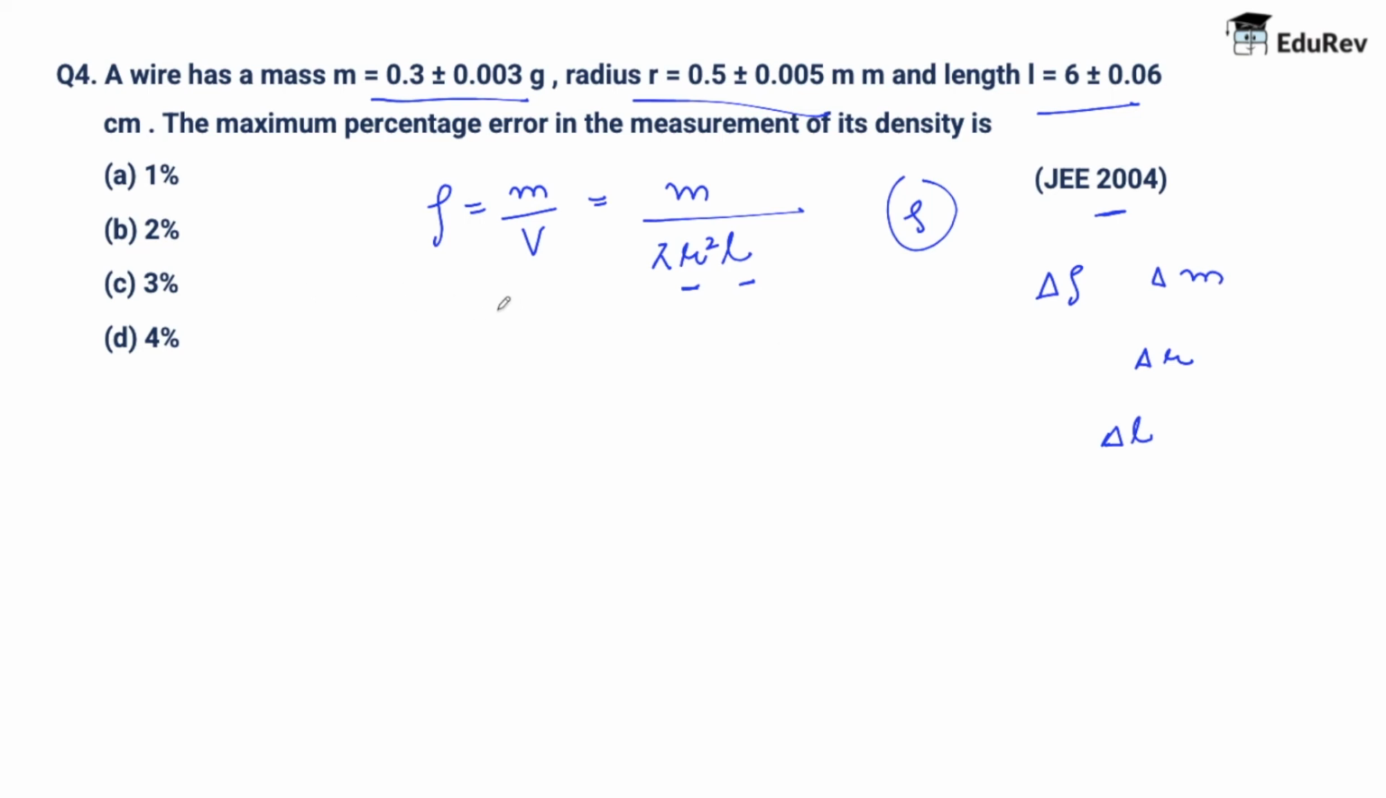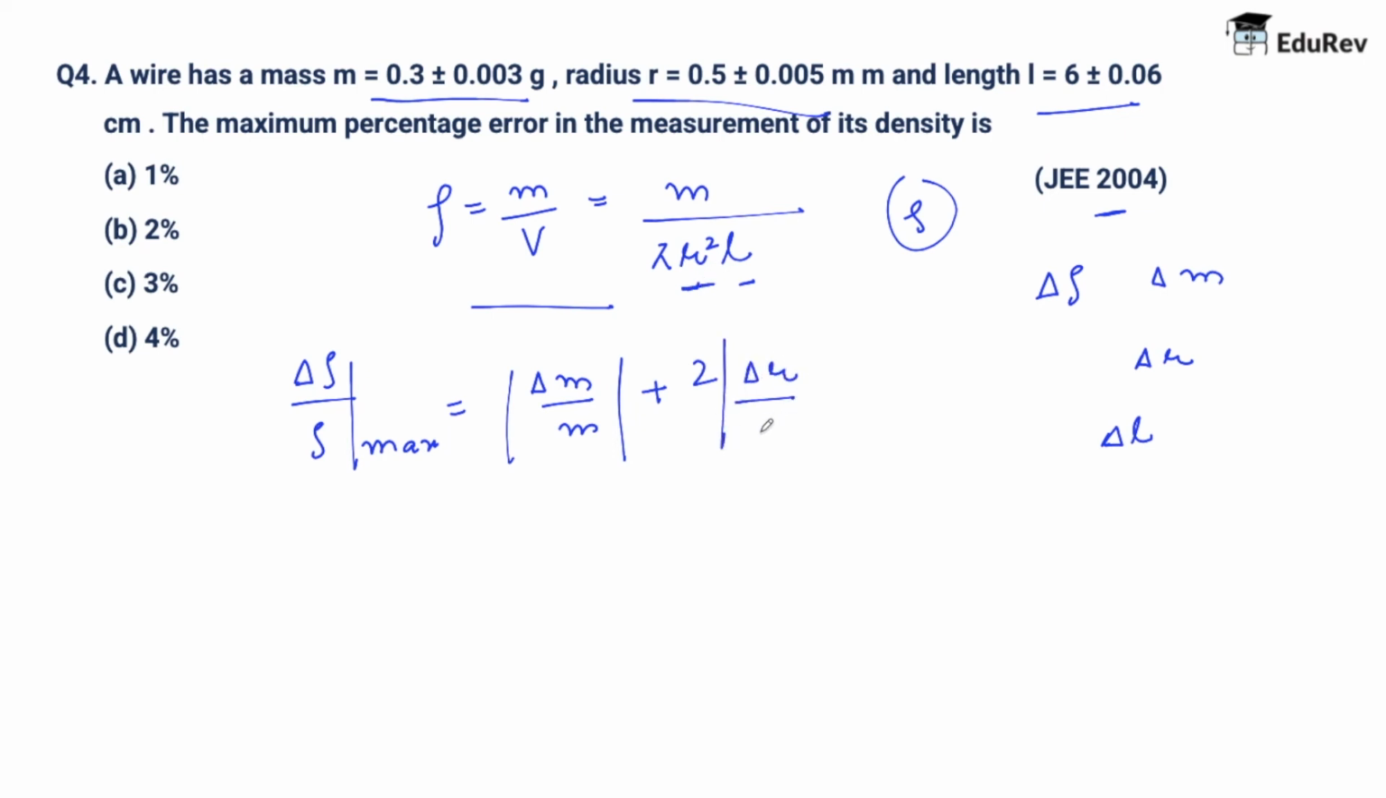So when I'm going to differentiate this equation, delta rho by rho max will be equal to delta M by M plus 2, why? Because we have R square, delta R by R plus delta L by L.